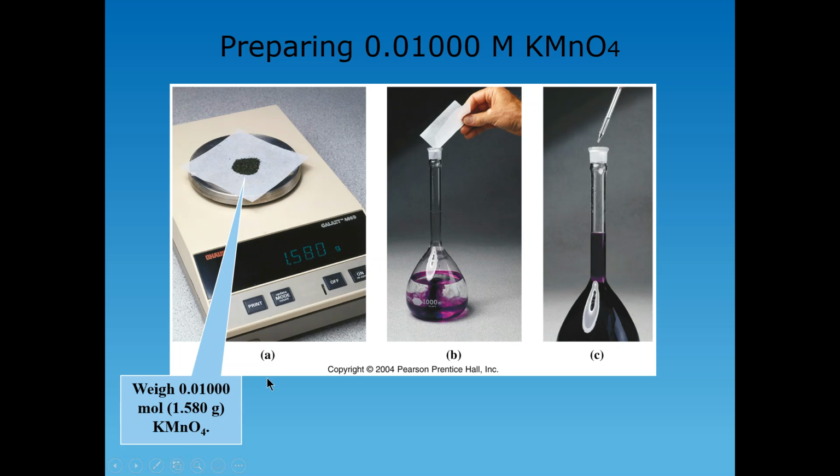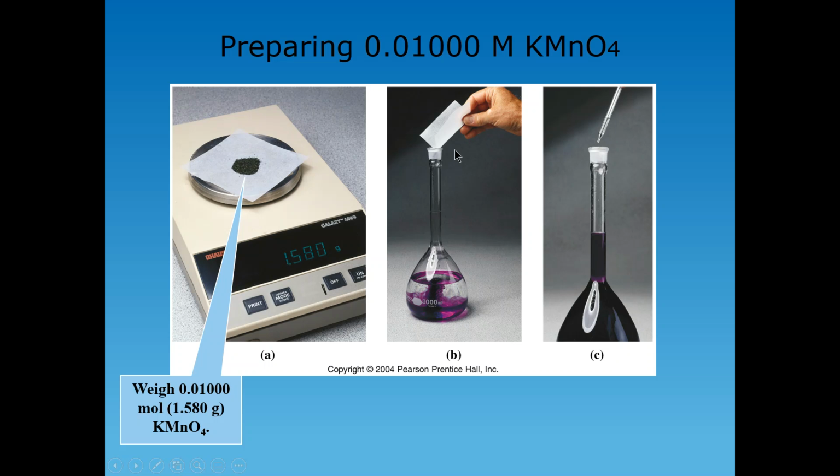So as you can see in this picture, this person is weighing 1.580 grams of potassium permanganate, and then that person adds it to the flask. And typically what we do is that we have enough water in the flask, which should be about a half to a third full of the flask right here in terms of the water, right? So we don't put 1 liter of water in the flask quite yet.